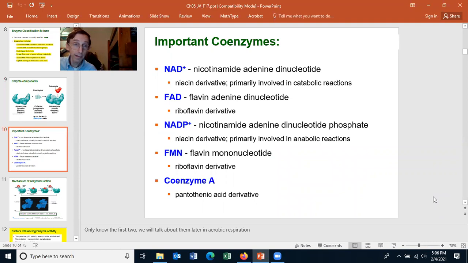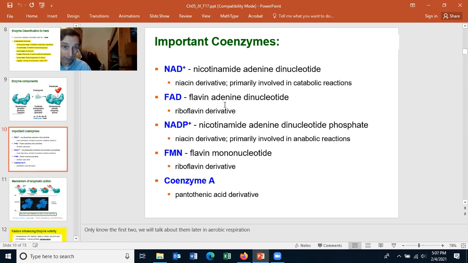Some important coenzymes are shown on this slide. You only need to know the first two because we're going to talk about them when we're talking about aerobic respiration, which will be later in this lesson. I'm not sure we'll get to them today, but we will get to them. NAD plus, or nicotinamide adenine dinucleotide, and FAD, flavine adenine dinucleotide. We'll talk about them with aerobic respiration. Those are important coenzymes that we use in aerobic respiration.